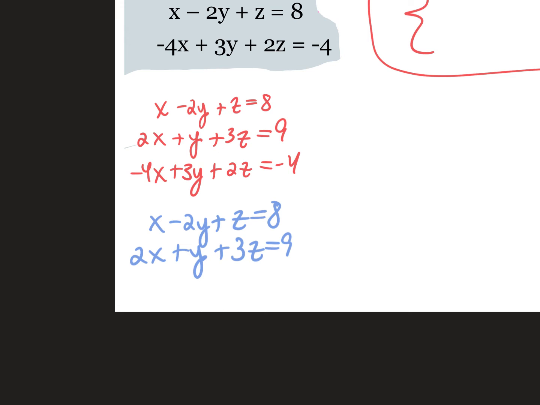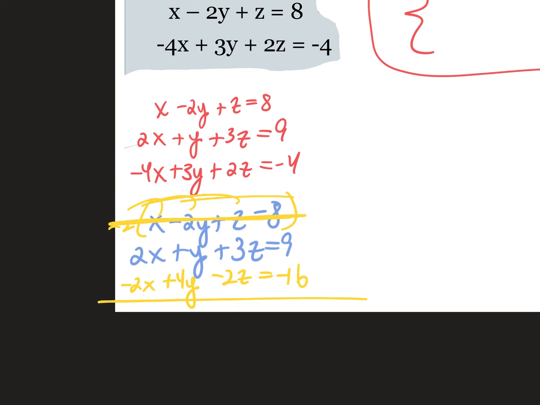Let's eliminate x's. So what are you going to multiply the top equation by so the x's will cancel out? Negative 2 again, okay? So all the way through to everything on both sides. So I have negative 2x plus 4y minus 2z equals negative 16. Agreed? So now my x's will cancel.